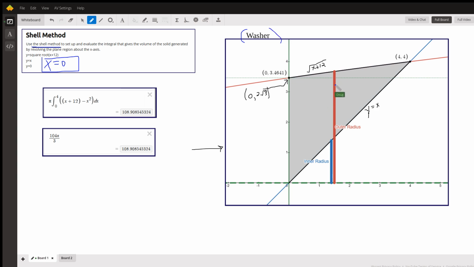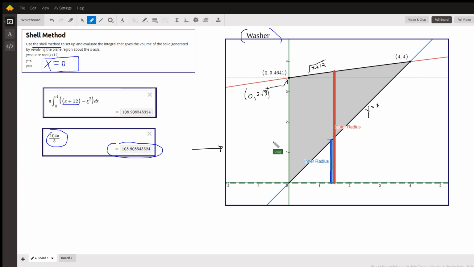We're going to say the outer radius squared minus the inner radius squared. So the outer radius is the length of that red segment, a typical outer radius, which would be the square root of x plus 12. If we square that, we get x plus 12. So there's the outer radius squared minus the inner radius squared. Well, the inner radius is just x because y equals x. So there's the inner radius squared. And if you found an antiderivative multiplied by pi, this is what you'd get, an exact answer.